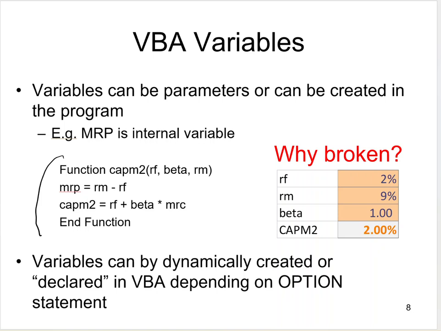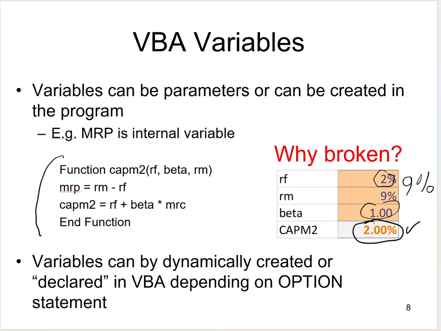And notice the program works, but it gives me an obviously wrong answer. We've already tested this. We know the answer is 9%. So that's important. You always test a program outside of the program to know what the expected value is. Because we know it's the risk-free rate, 2%, plus 1, the beta, times the difference between RM and RF, which is 7%. So 2 plus 7 is 9. So why is it giving me 2%?